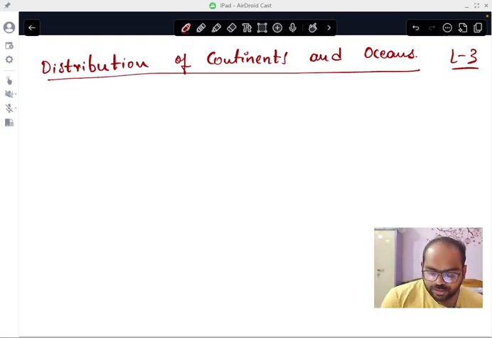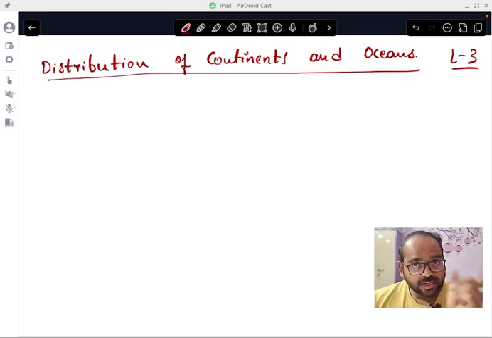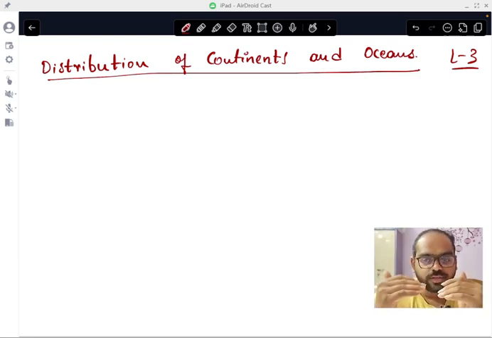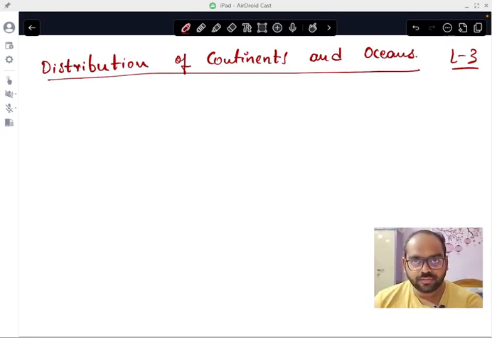Before learning about distribution of continents and oceans, we have to learn a little bit about interior of the earth, not in detail but a little bit. In second class, I have taught you how Earth layers are formed from core to the crust, depending on their densities. I will name those layers, and because those names appear in between this concept, that's why I'm explaining it to you.